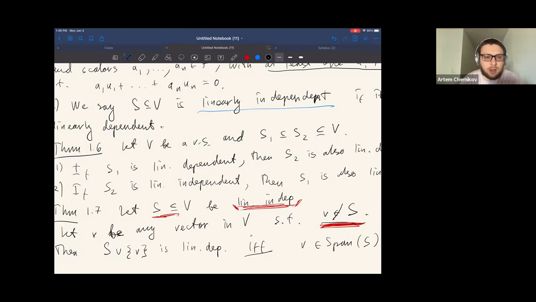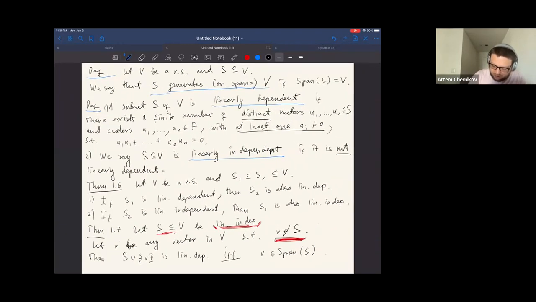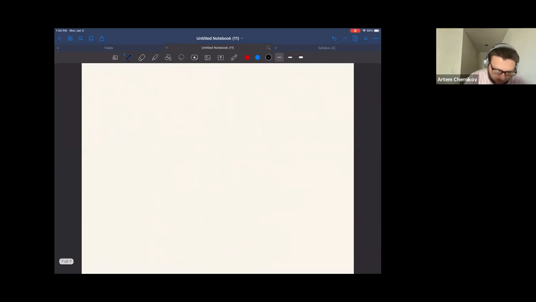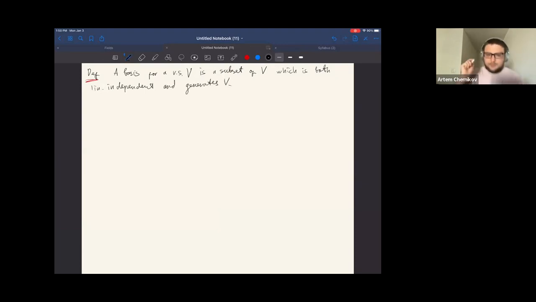Okay. So finally, let me just end by reminding you of the definition of a basis. So we have these two properties: linear independence and generation. And so the crucial definition that plays a fundamental role in analyzing vector spaces is basis. So a basis for a vector space V is a subset of V which is both linearly independent and generates V. Okay. So this is the definition for a basis of a vector space.